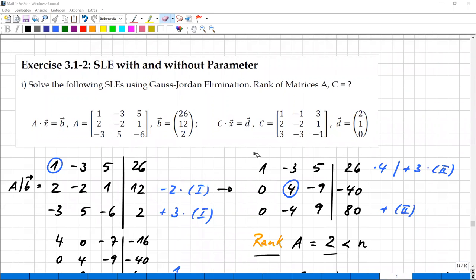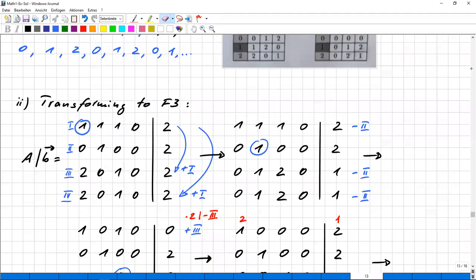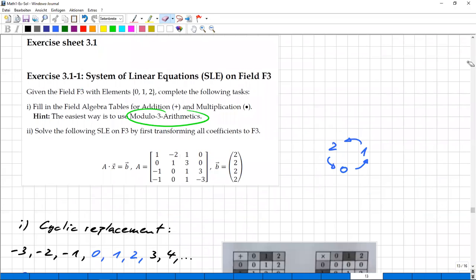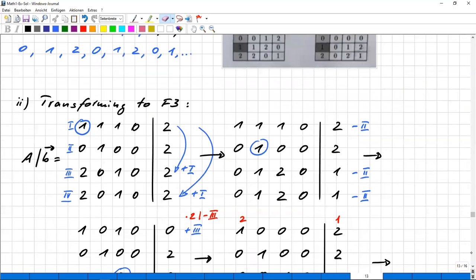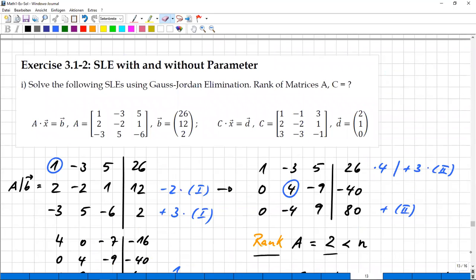So welcome everybody again, and this is the continuation of our exercise sheet number 3.1, which we started last week by solving this interesting system of linear equations on a field with only 3 elements. So this was a little bit exotic in a way, but from now on we will generally allow for real numbers, so there's no restriction anymore.